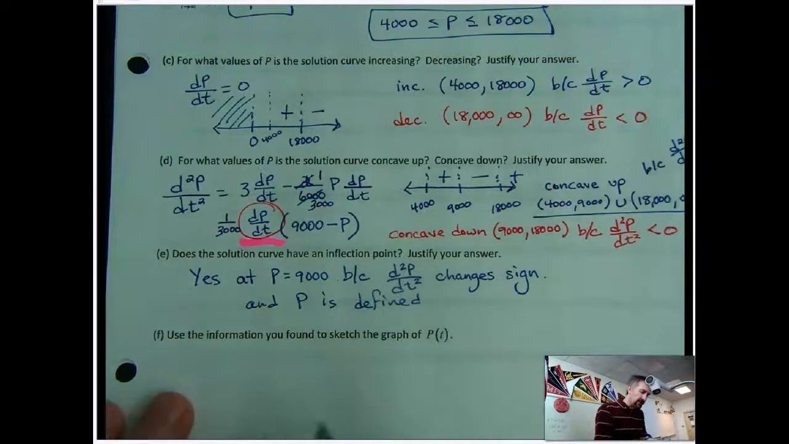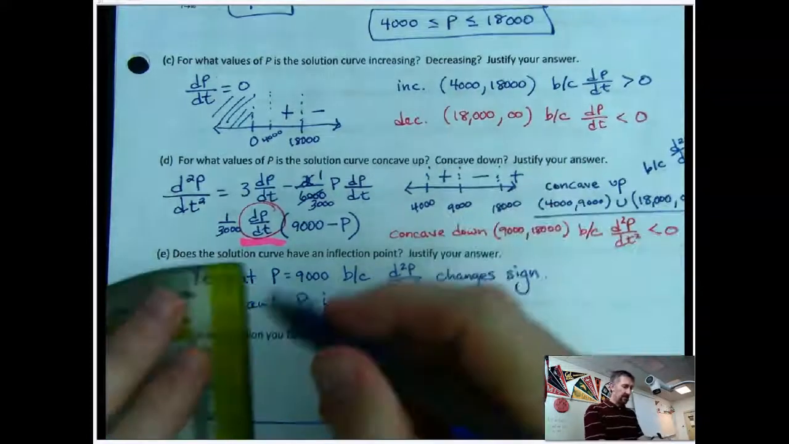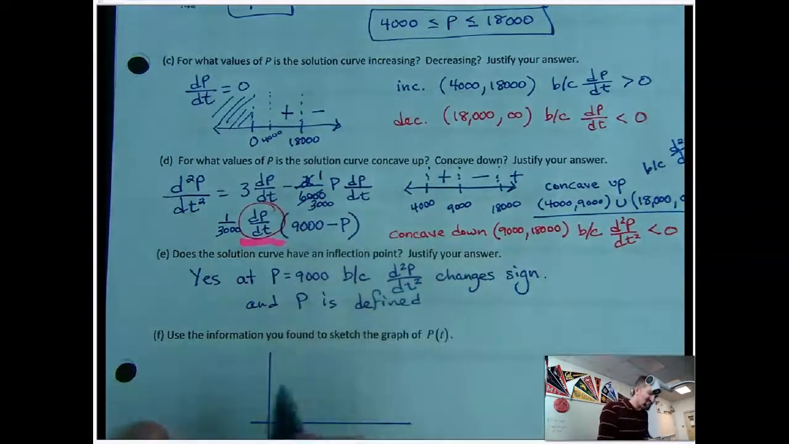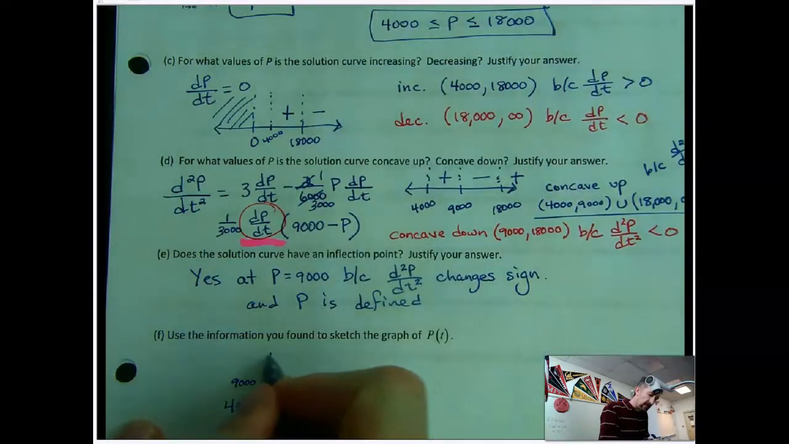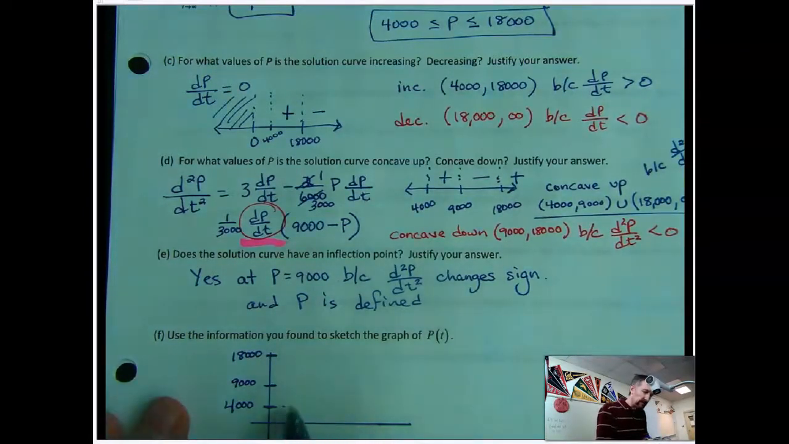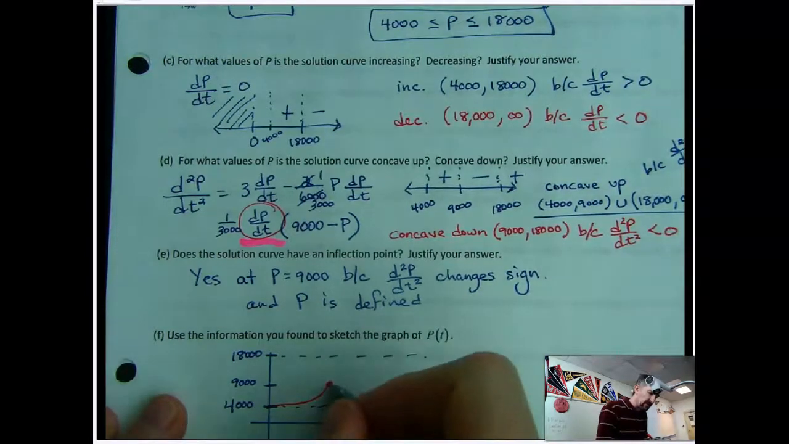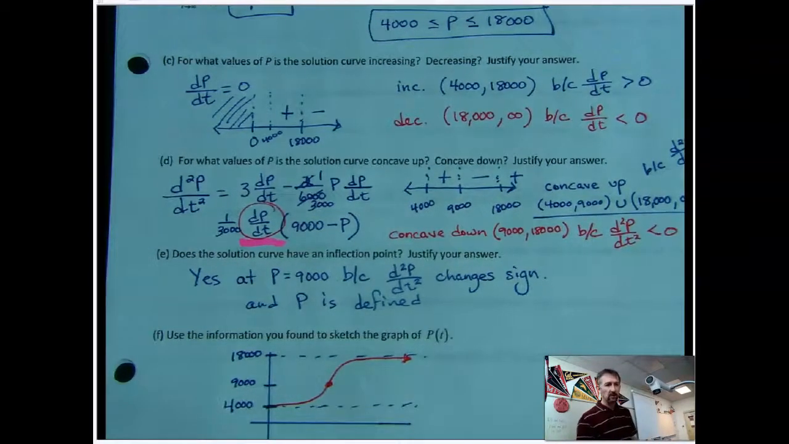Use the information you found to sketch the graph. So it looks really similar to that graph I had at the top of the page, actually. Except we would want 4,000 here, and 9,000, and 18,000. So kind of have a horizontal asymptote here and here, and we have an inflection point at 9,000. So that's where it's going to kind of switch directions right there.